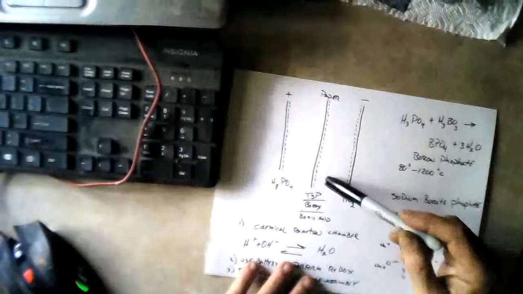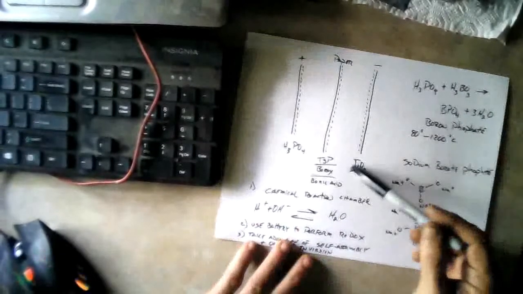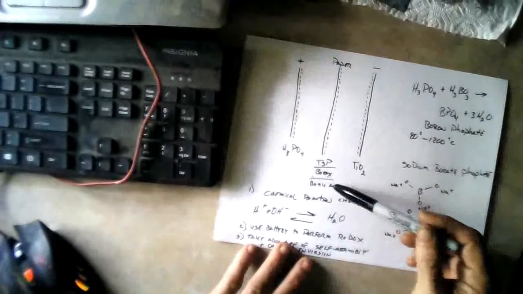In the last battery build, I used TSP here, and we tried that, and we showed that it produced a good battery. We also have the option to use borax here or boric acid.